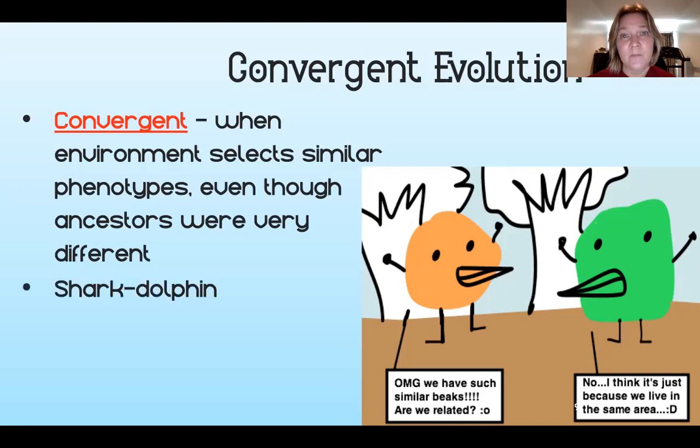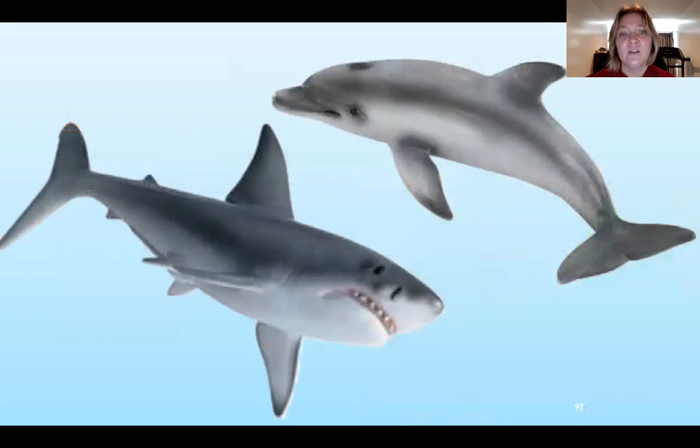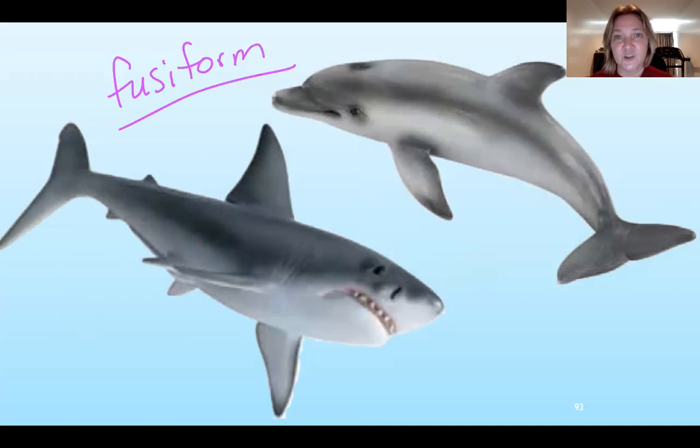And a really good example of that is the shark and dolphin evolution, and also between bird and insect. So if we just look at the shark and the dolphin, they look extremely similar, even though the shark is a fish and the dolphin is a mammal. So they don't have a close evolutionary relationship in that respect. But you see how their bodies are very streamlined for swimming in the water. That's something called fusiform. That's the shape of the body. It's streamlined to reduce the friction from swimming.